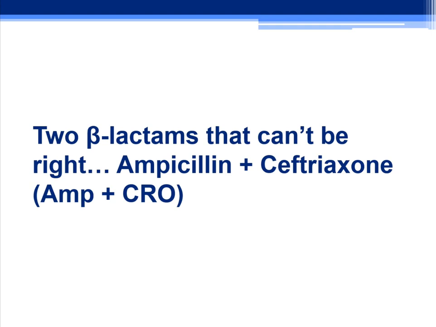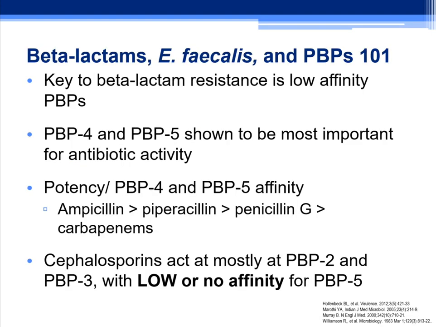But to get into ampicillin and ceftriaxone, like we discussed previously, we know that ceftriaxone doesn't have realistic activity, should be the word to use, against Enterococcus. It can't be used as a monotherapy agent. But we know that PBP4 and PBP5 are the most important for antibiotic activity. So that's why Enterococcus increases PBP5 when it tries to develop resistance to ampicillin.